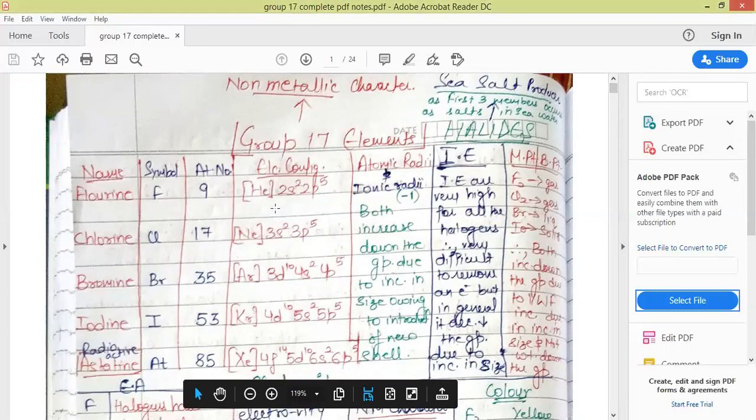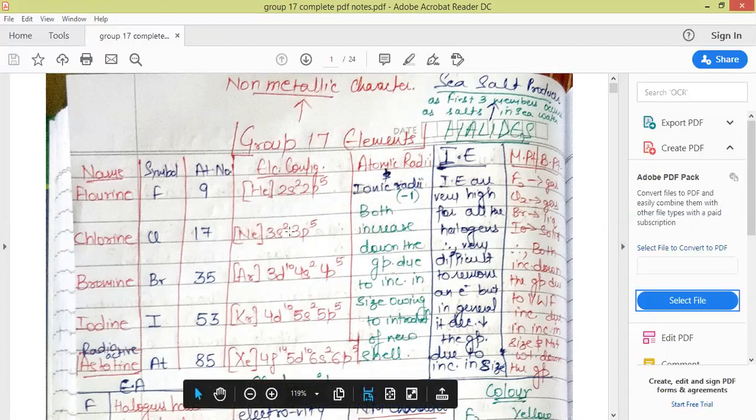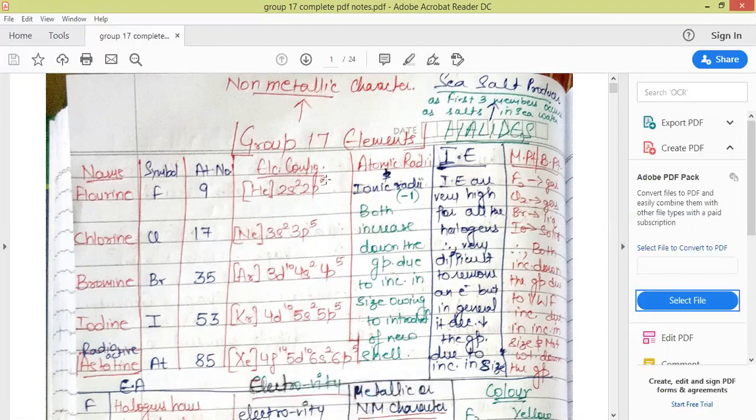All these elements of group 17 have non-metallic character and the non-metallic character decreases down the group. So these are the symbols, atomic numbers. Electronic configuration of group 17 elements is ns2 np5. That means they have 5 electrons in the outermost subshell, that is the p subshell, and they are only 1 electron short to complete their octet.